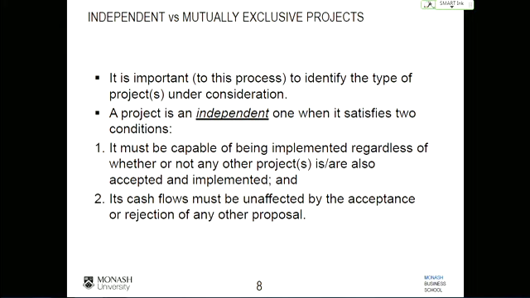As long as all of your restaurants are going to be profitable. Agree? So with the independent projects, it means that the implementation of one project doesn't affect the implementation of the other project. Make sense? How about mutually exclusive project?